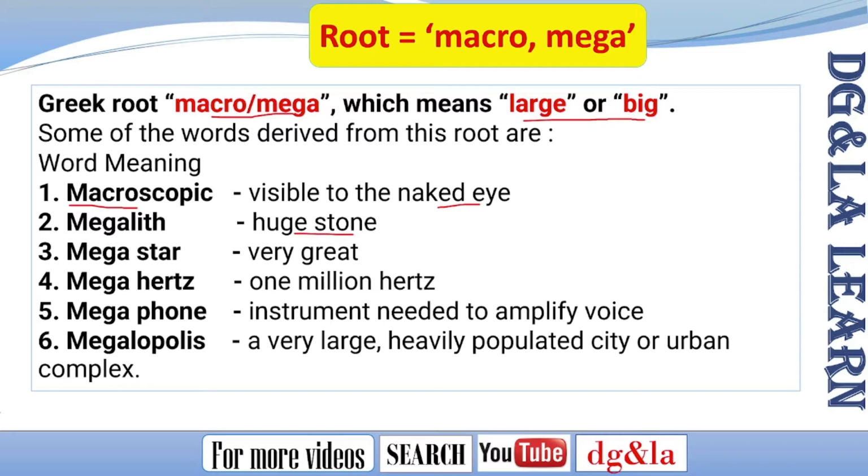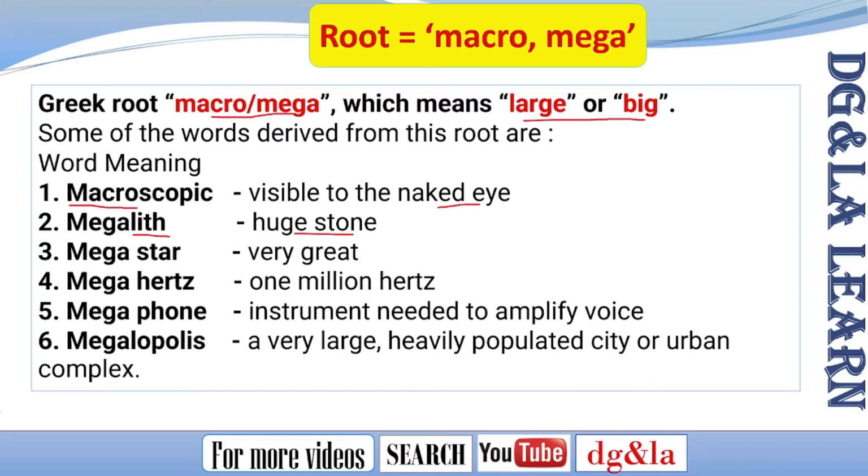So lith comes from another root word that is mostly related to rocks, stones, like we have the lithosphere. So it is related to the Greek root lith. So megalith means a huge stone. We call it as megalith.